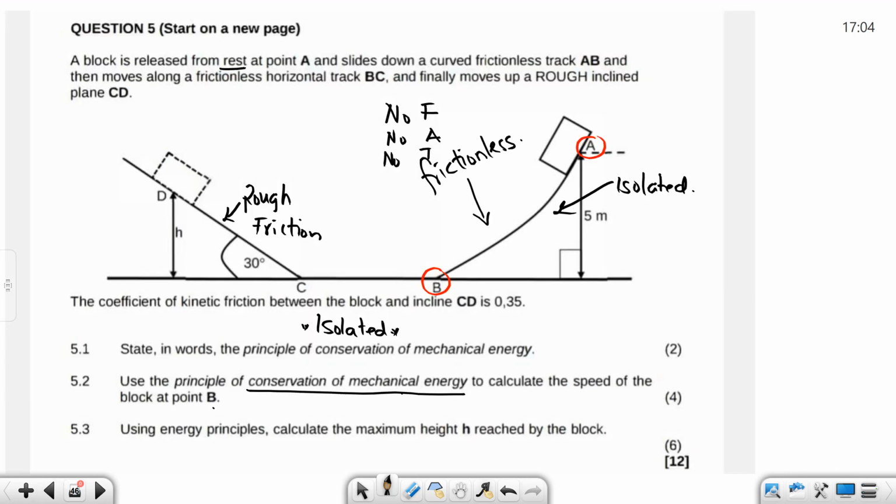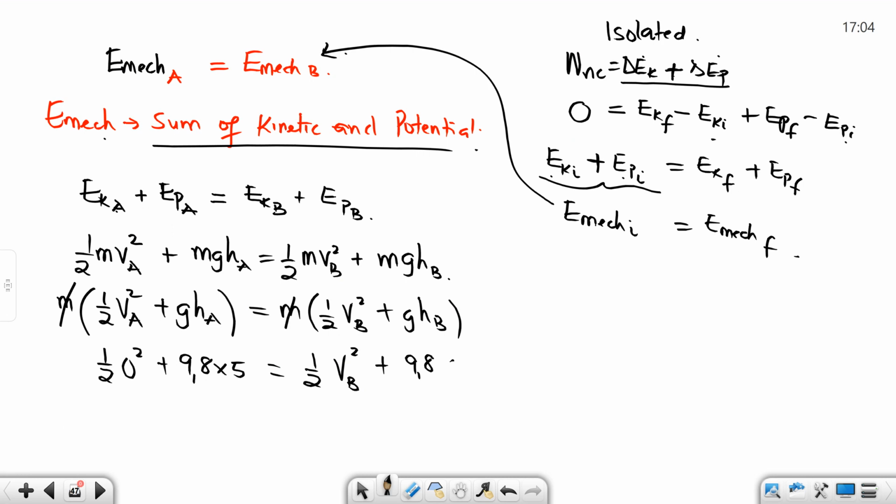look at the diagram. What is the height at B? It's 0. It's on the ground now, the lowest point. So we're done. This is 0. This will give you 49, equals 1 over 2 VB squared. Divide both sides by half or cross multiply, whichever one you want to do.